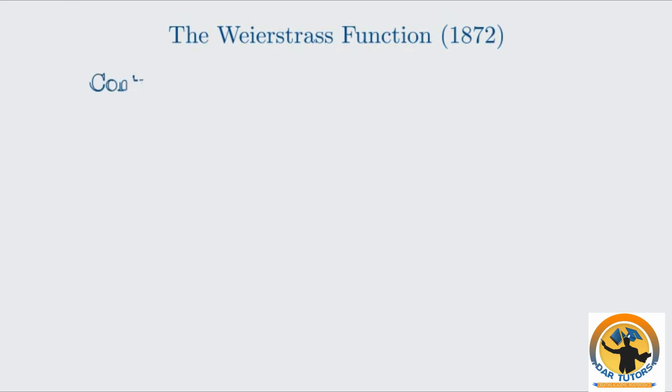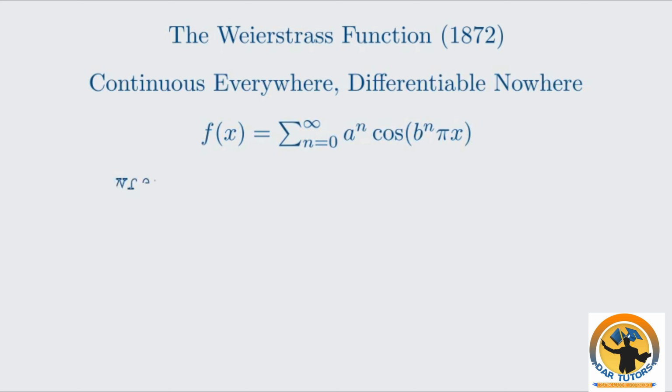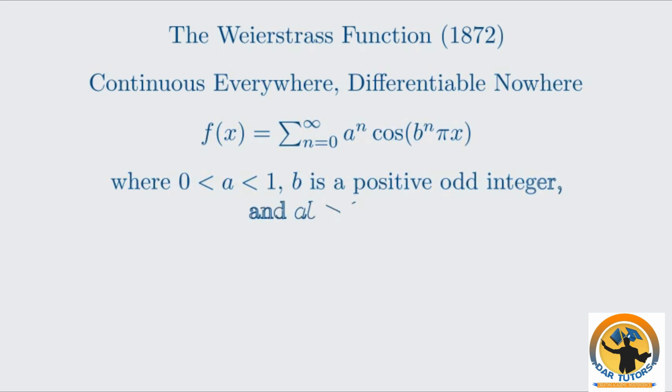Before we conclude, let's briefly touch on a fascinating historical note. In 1872, Karl Weierstrass presented a function that challenged the intuition of mathematicians at the time. It was the first published example of a function that is continuous everywhere but differentiable nowhere. The function is defined as an infinite series involving cosine terms. Its graph is a fractal-like curve that is infinitely jagged at every point. No matter how much you zoom in, it never smooths out, making it impossible to define a tangent line anywhere.